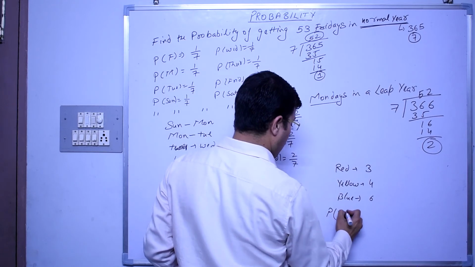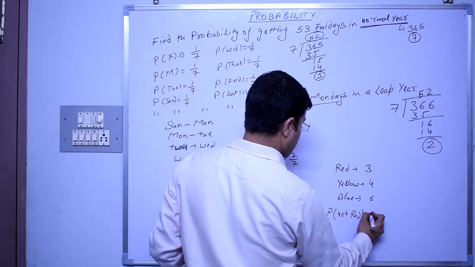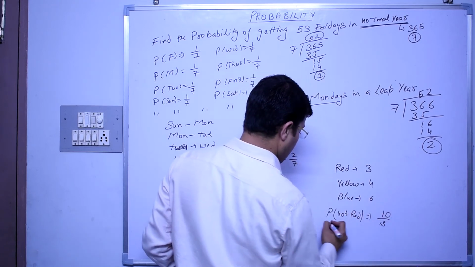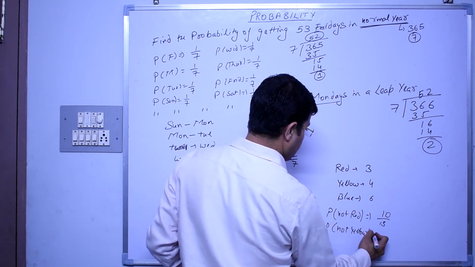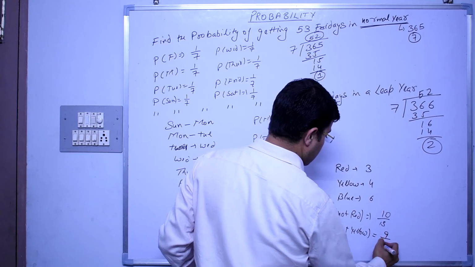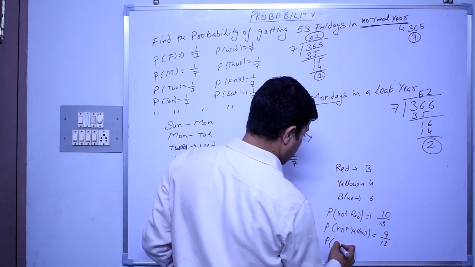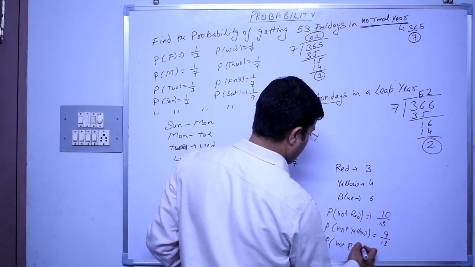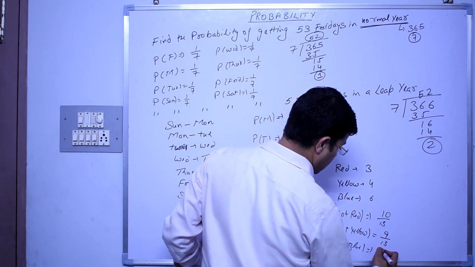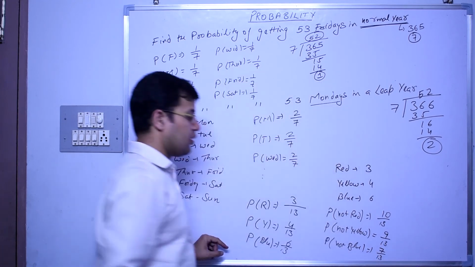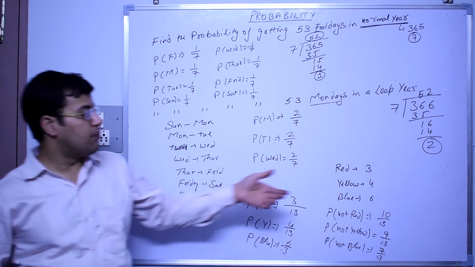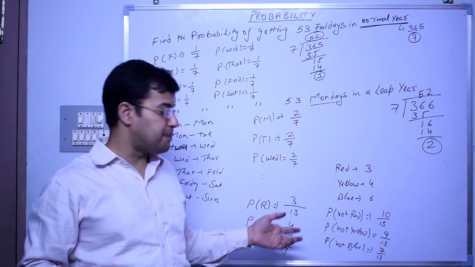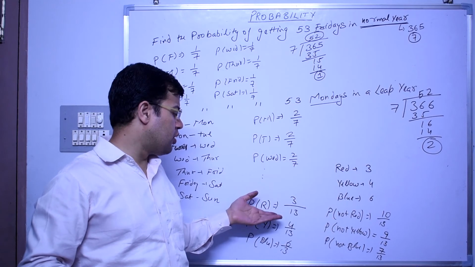Probability that it is not red, so this will be 10 by 13. Probability that it is not yellow, so that will be 9 by 13. Probability that it is not blue, so then this will be 7 by 13. So this is how you are going to solve the questions in which balls, marbles, they are fixed, and you are only asked about which particular ball.